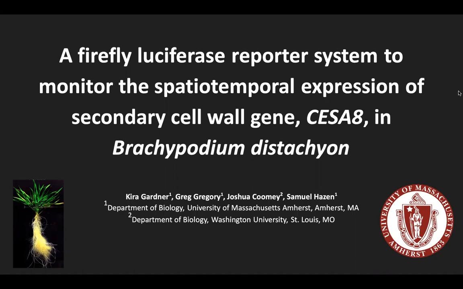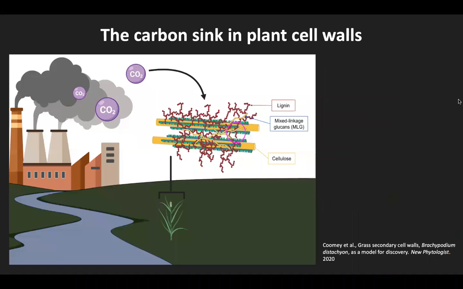I'm currently a senior in the Hazen Laboratory studying plant regulatory genomics in the model grass species Brachypodium distachyon. One of the reasons we care about plant regulatory genomics is because of plant cell walls and their relation to anthropogenic climate change. So to start off, plants serve as a massive carbon sink.